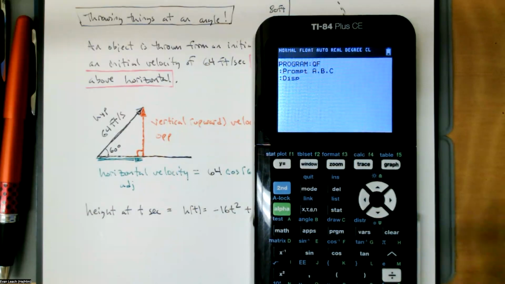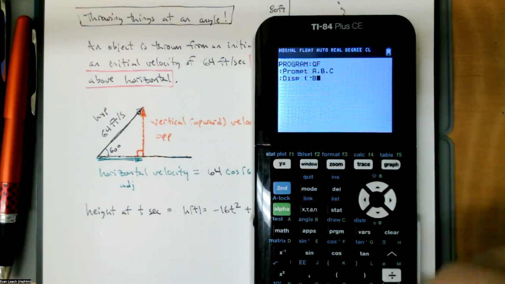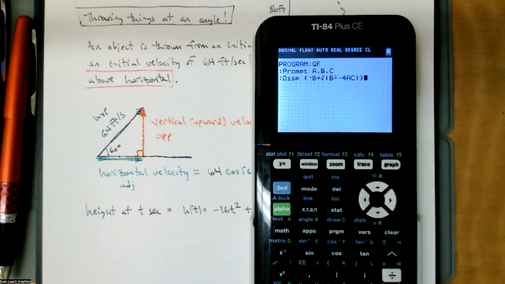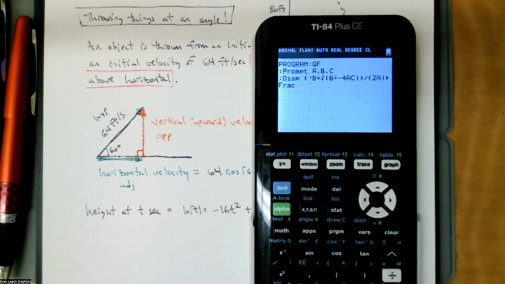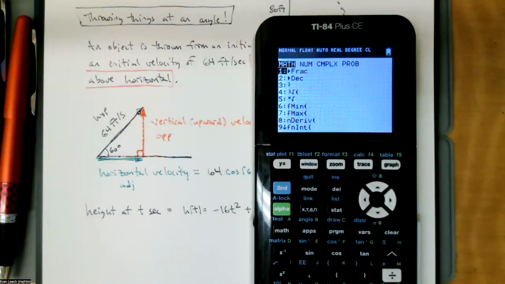So first, I'm going to display parentheses, the opposite of b plus the square root of b squared minus 4ac. Close the square root, close the numerator. Then we'll divide by, open the denominator, 2a. If we can make this a fraction, let's make it a fraction. So in the math button, the first entry is convert this to a fraction, if we can. You won't be able to.